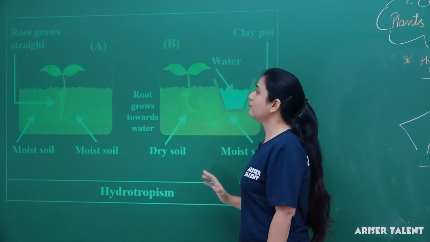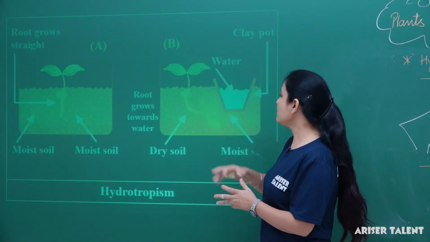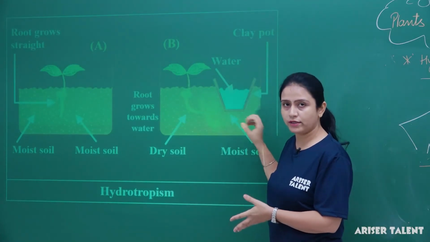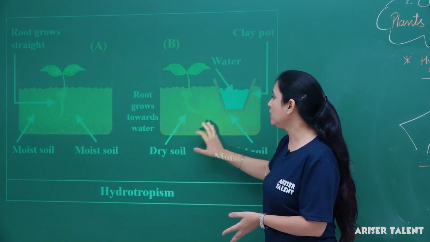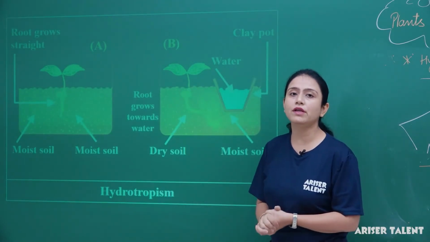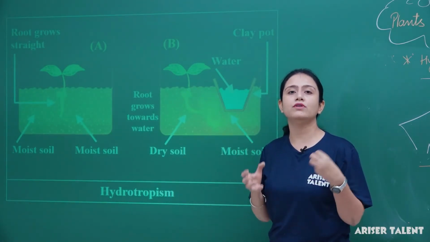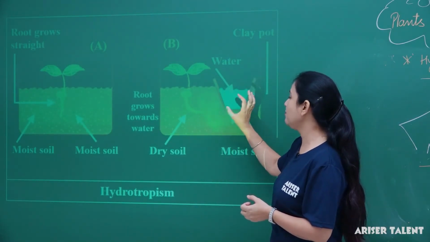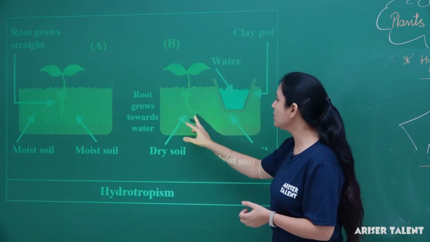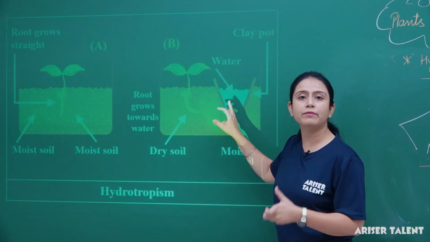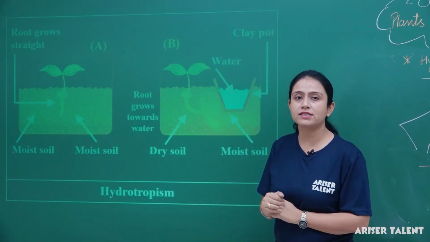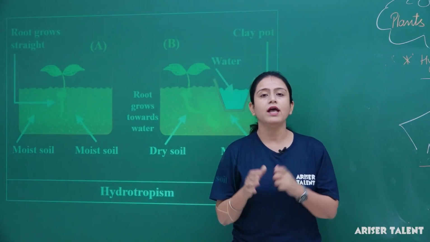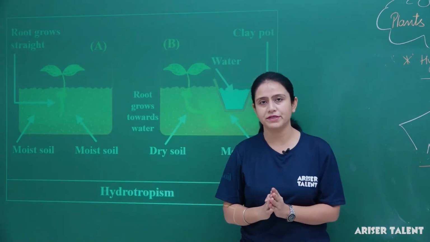But in the case of B, the condition is different. We have kept one clay pot in the soil, in which we have poured some water, but we are not supplying water to the soil. As we know, roots absorb water from the soil. Since this clay pot has water, the roots will move in the direction of the clay pot, because it contains water. So we can say that the part of the plant shows movement towards the water stimulus, and this process is known as hydrotropism.